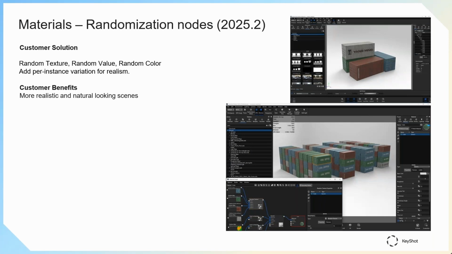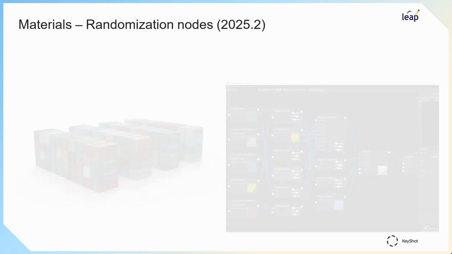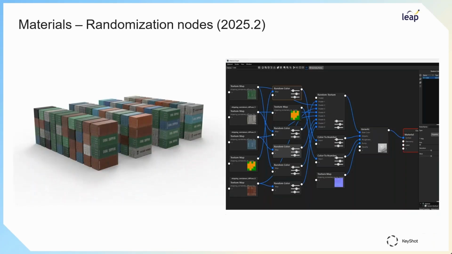Under the mapping section, we can create randomization nodes, where instead of rendering everything at one go, we can create random texture, random value, random color, just to add more realism, more natural looking scenes. For example, coming back to the example which I've shown you, this is 160 containers that you're seeing at the moment, right? I can render each container individually. We can obviously do that, but we don't want to do that because they're all the same, right?